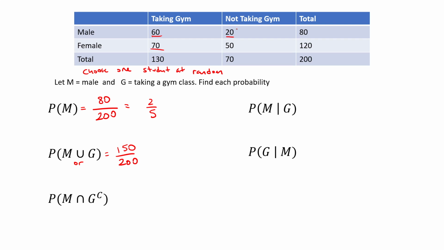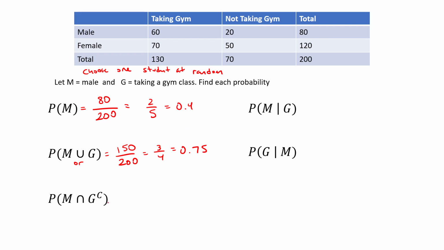Or you can think of it as 1 minus this probability, right? It'd be 200 minus the people that are not taking gym and are not male. That's another way to think of it. Either way, you end up getting 3/4. Okay, and decimals are fine for these. Use a calculator, of course.